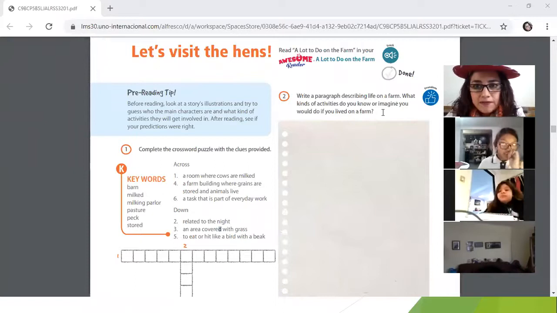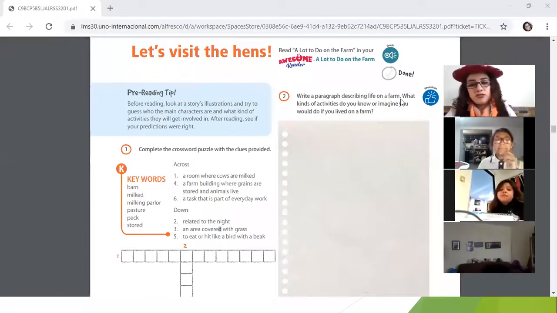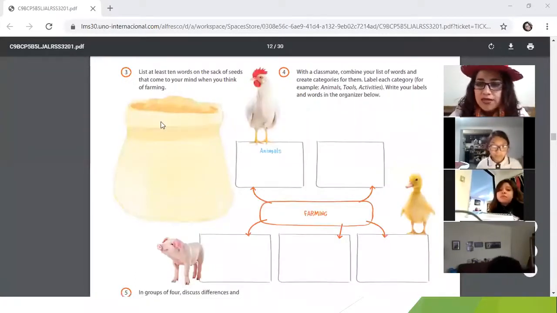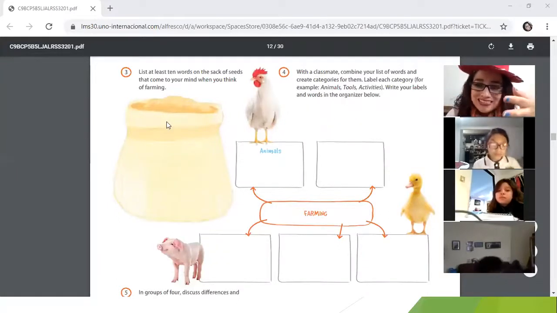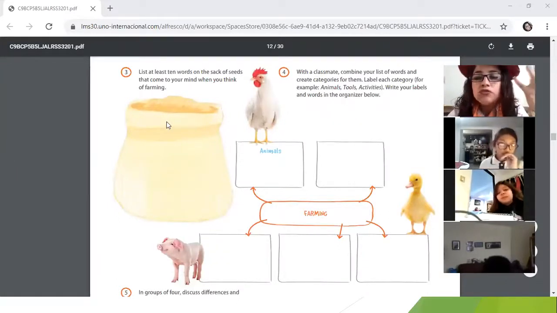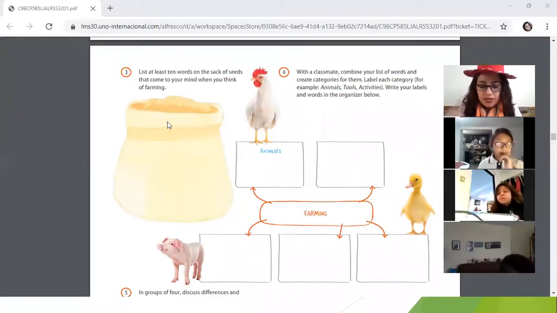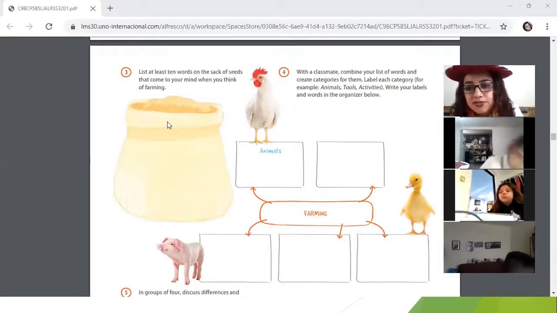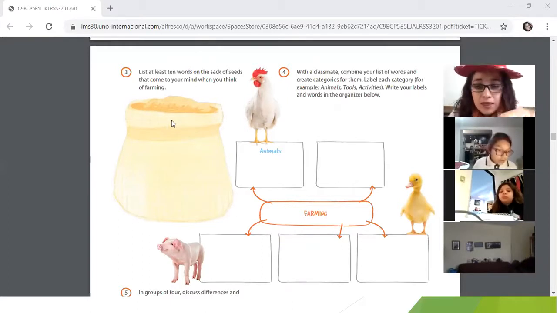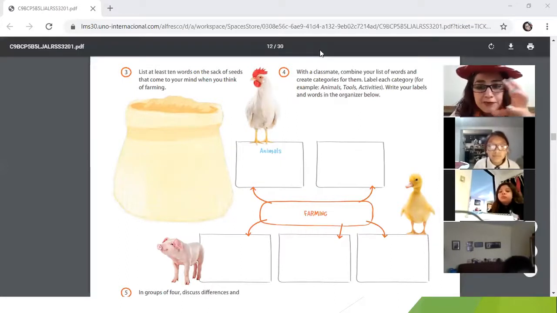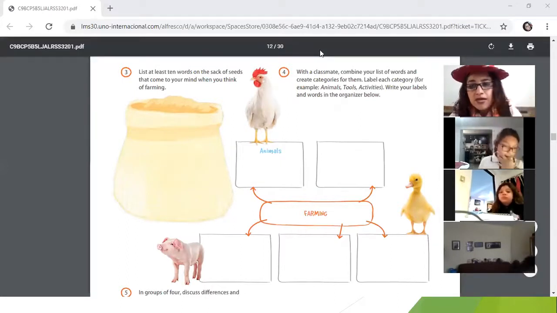Then in this activity, I just explained what you have to do. In number 3, you have to make a list with all the words that come to your mind when you listen to farming, okay? For example, cows, hens, chicken, eggs, pigs, hay, barn, strawberries, fertilizer. Different things, okay? And then you have to categorize those things in different squares.